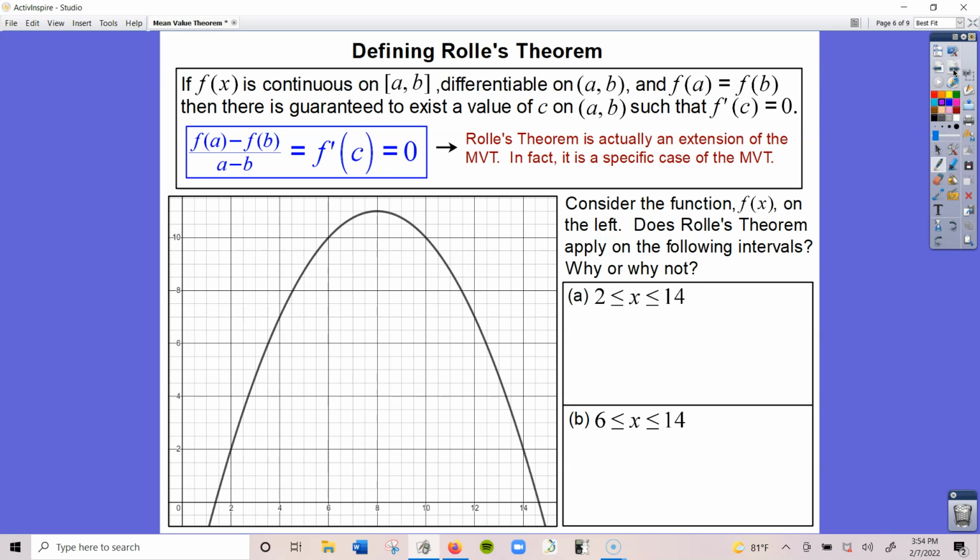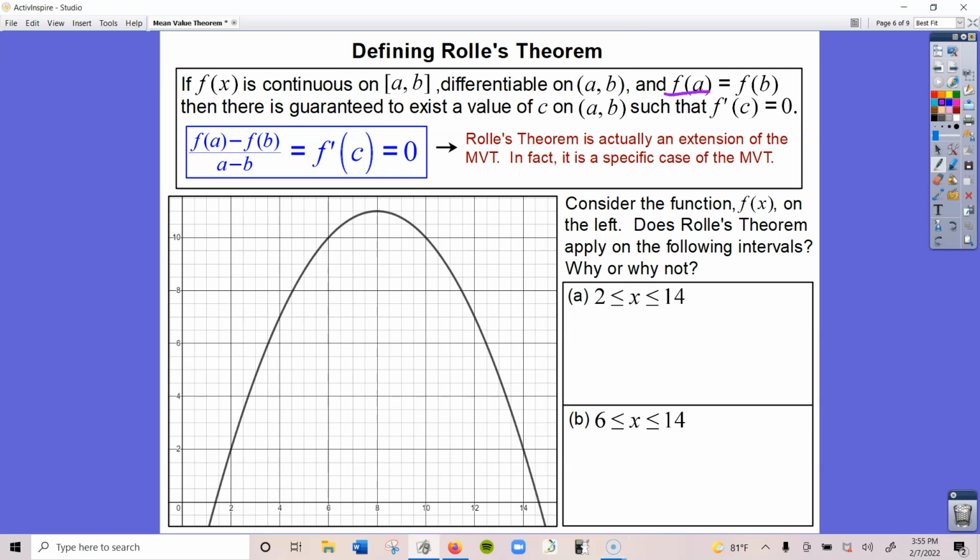Now we're going to look at Rolle's theorem. Rolle's theorem is actually an extension of the mean value theorem. Rolle's theorem always starts off in the same way that the mean value theorem does, which is that the function has to be continuous on the closed interval a to b and differentiable on the open interval a to b. So we would still start off in the same way as we do for the mean value theorem.